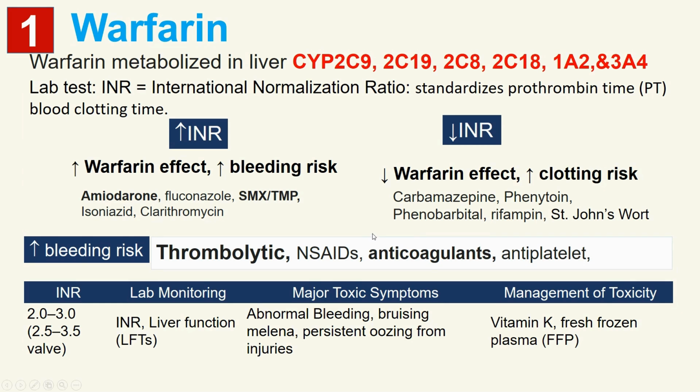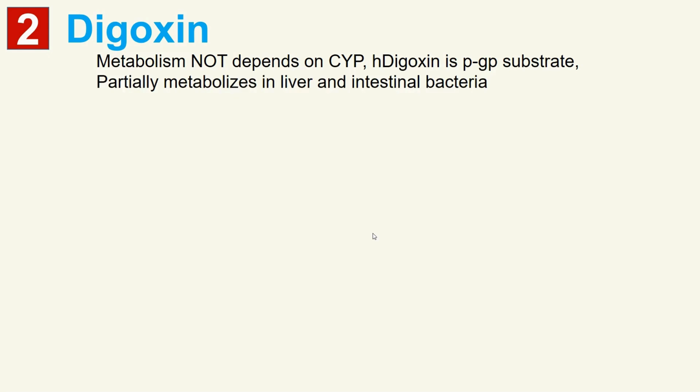All right, let's go to the next drug. That is the most important drug among all narrow therapeutic index drugs. That is digoxin. Digoxin is the narrowest therapeutic index drug of all. That means small changes in the serum level can result in serious toxicities.